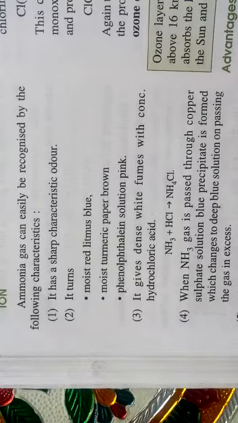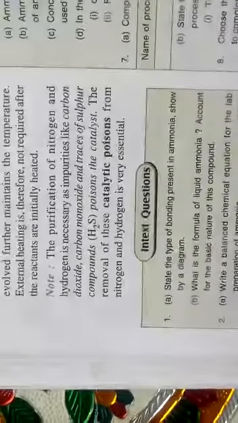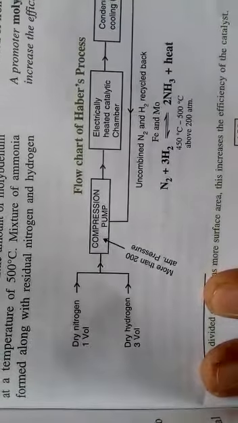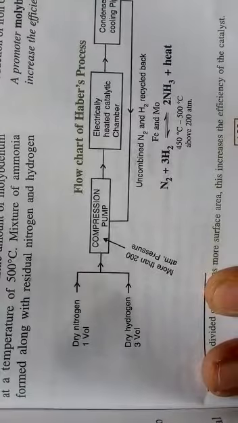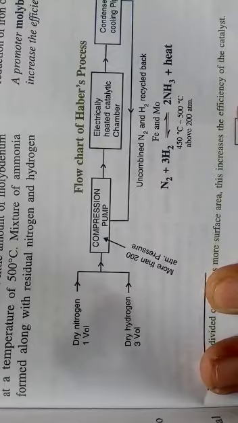So basically, we can see in this chapter Haber's process and the fountain experiment. These are very important parts: the fountain experiment and manufacture of ammonia by Haber's process. And the rest are properties and preparations. Thank you, students.